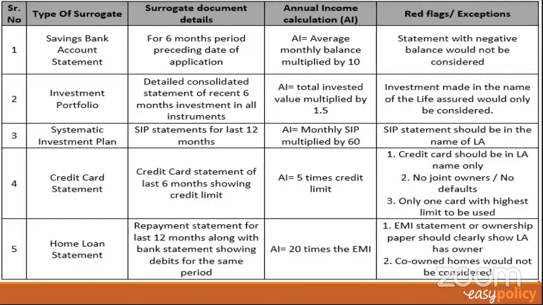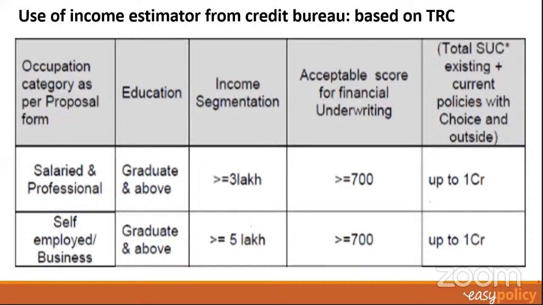Again, savings account, investment portfolio, credit card statement, home loan statement, these are considered as financial surrogates. Again, credit bureau score can be considered, and most of the time it should be more than 700 points.